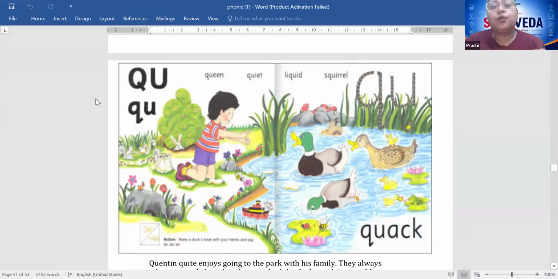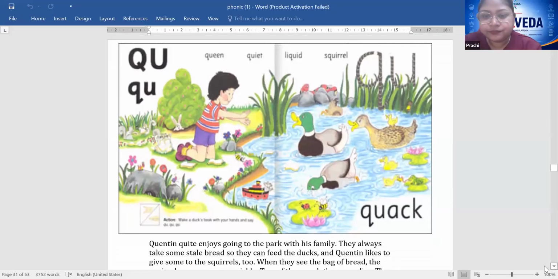Whenever you see letter Q in a word, you will find letter U also sitting next to him, like quack, quilt, queen. In all these words, letter Q is coming with letter U. And for you, I'm telling you it is a digraph. Done?